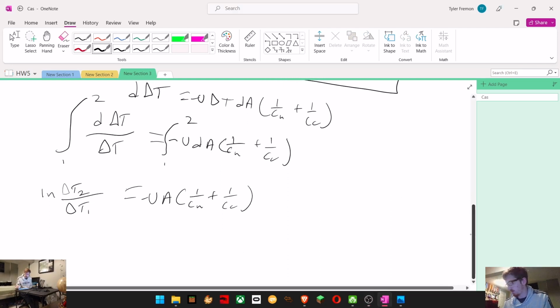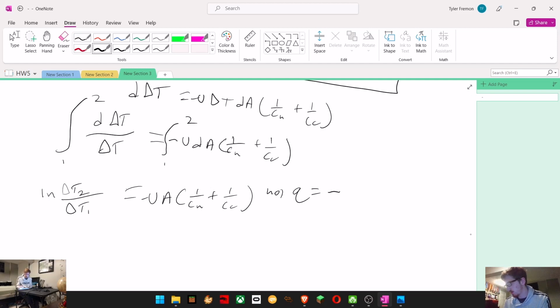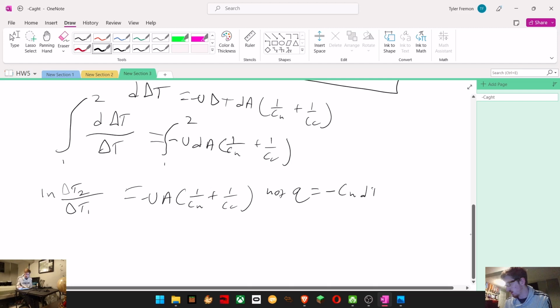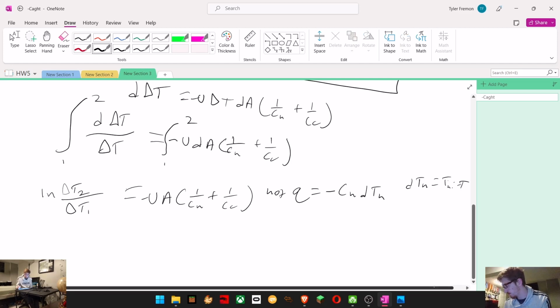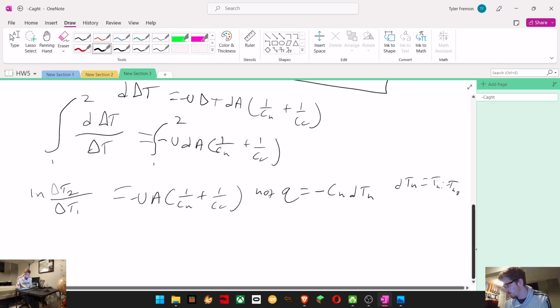From here, we want to get rid of this expression here. We want to get rid of the CCH and the CCC, or the CC. So we have, sorry, not DQ, the total heat exchange for the hot stream is going to be negative because it's losing heat. So we have negative CH times dTH, and dTH is just equal to the temperature at the inlet. And let me rewrite this so we know that it's the hot stream. Temperature at the inlet minus the temperature at the outlet. Sorry, that's a little cramped.